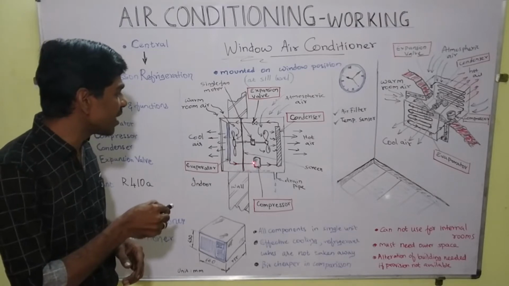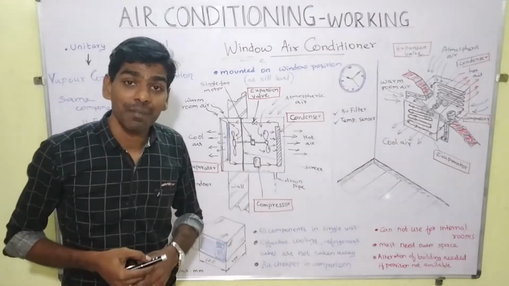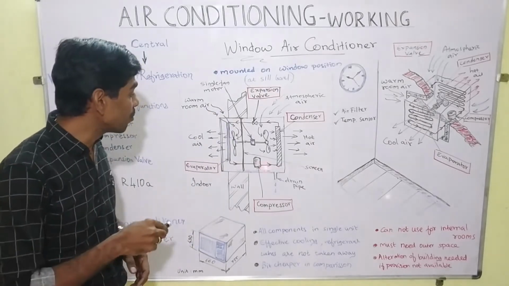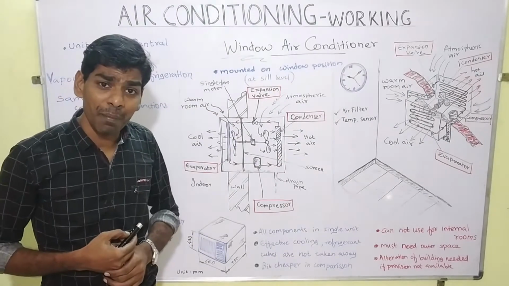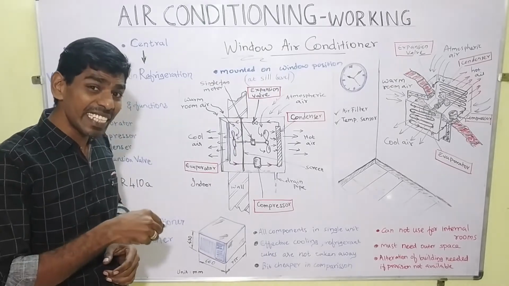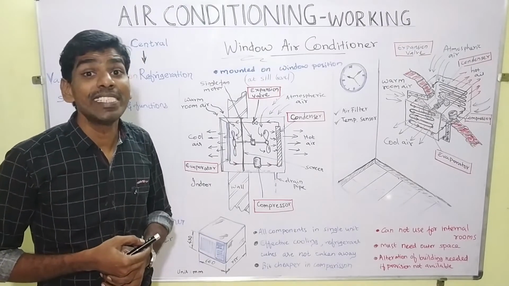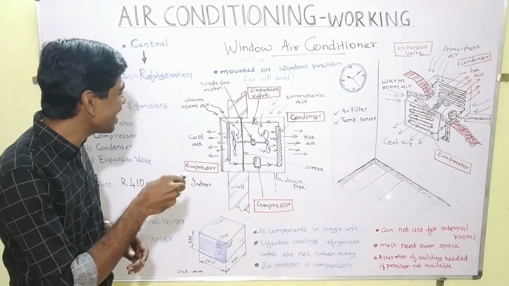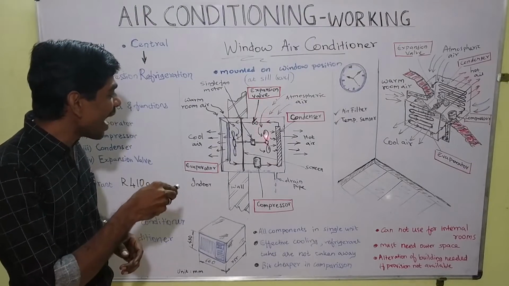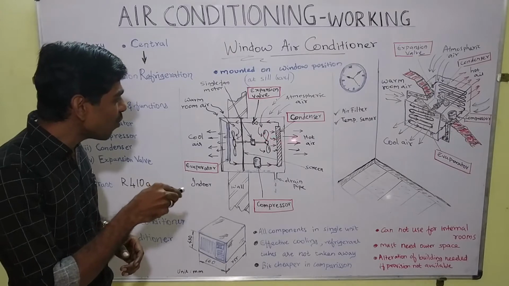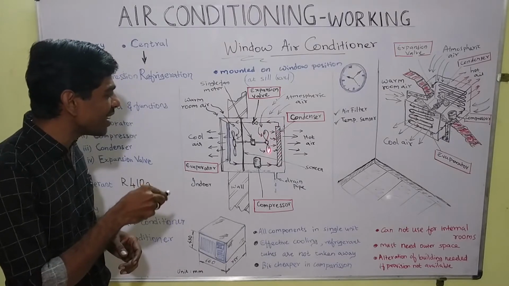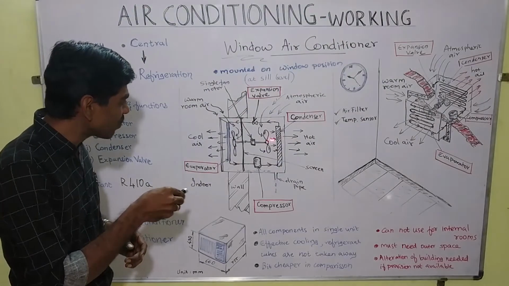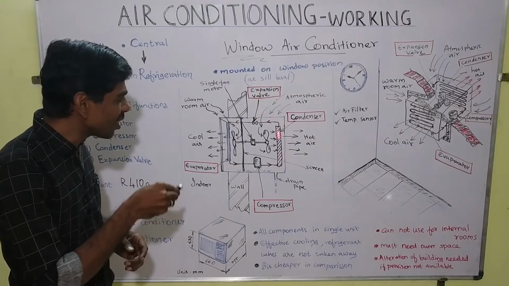This vapor refrigerant goes to the compressor, which compresses the vapor, and high pressure vapor comes out. Then it is taken to a condenser, which is cooled by atmospheric air. Atmospheric air is drawn in, and it is forced to pass through the condenser with the help of a fan. So this atmospheric air is drawn and forced to pass through the condensing coil.